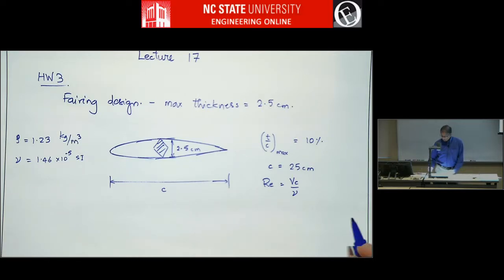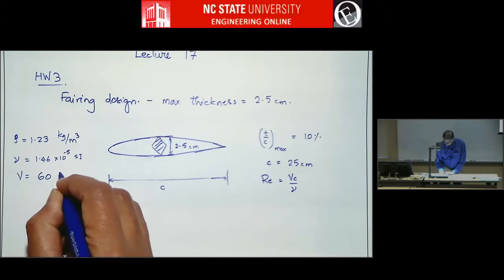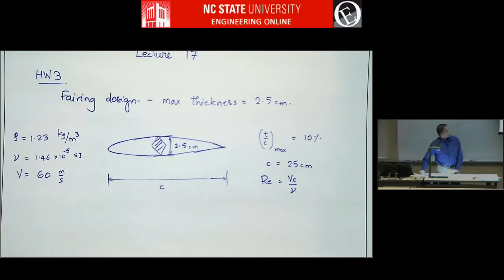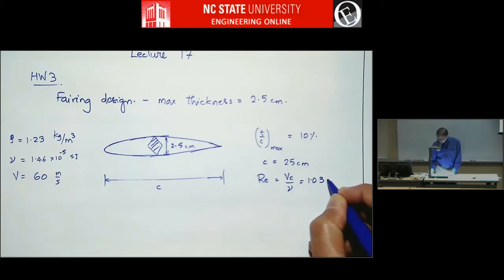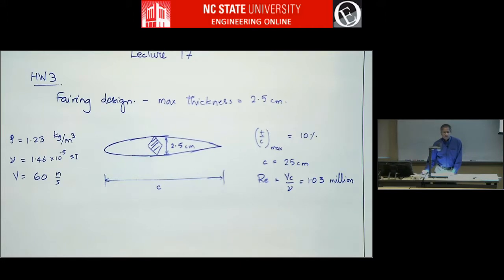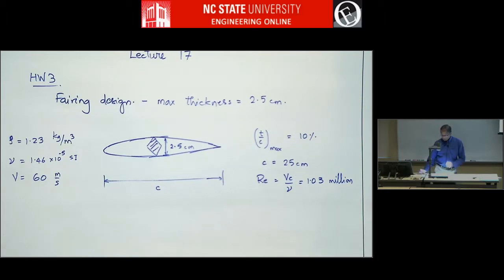So anybody got the answer? Velocity is 60 meters per second. Okay, it's probably, that's what somebody else is getting? You're getting 1.0703 something, so something close, right? Remember to convert this to meters. Okay, so how will you do this in Xfoil?